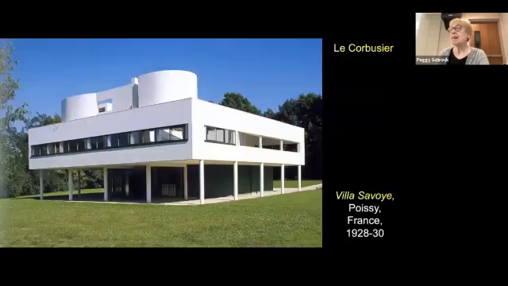His most famous domestic architecture is the very, very famous Villa Savoye in Poissy in France. And this is anything but an egalitarian building. This is commissioned and built for someone with a good deal of money. And we'll see how that is very evident when we look inside of it. It's a one-of-a-kind commission.